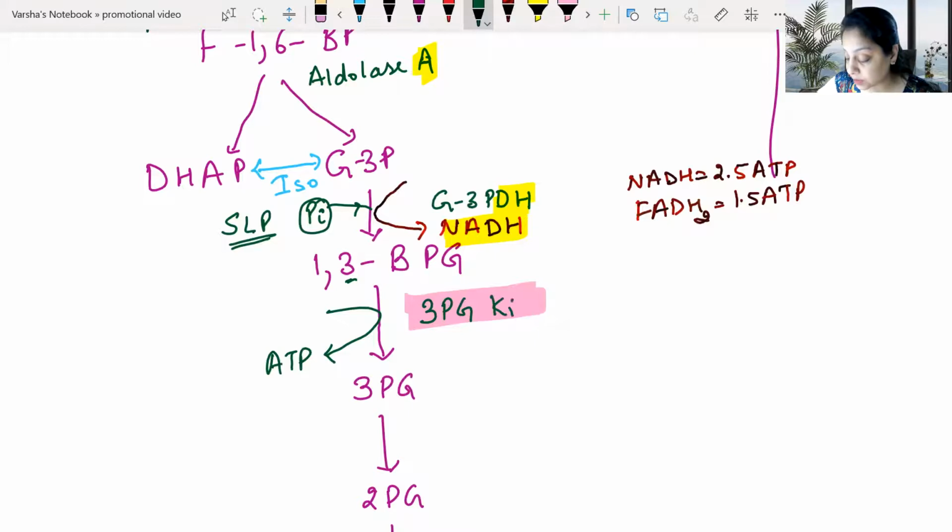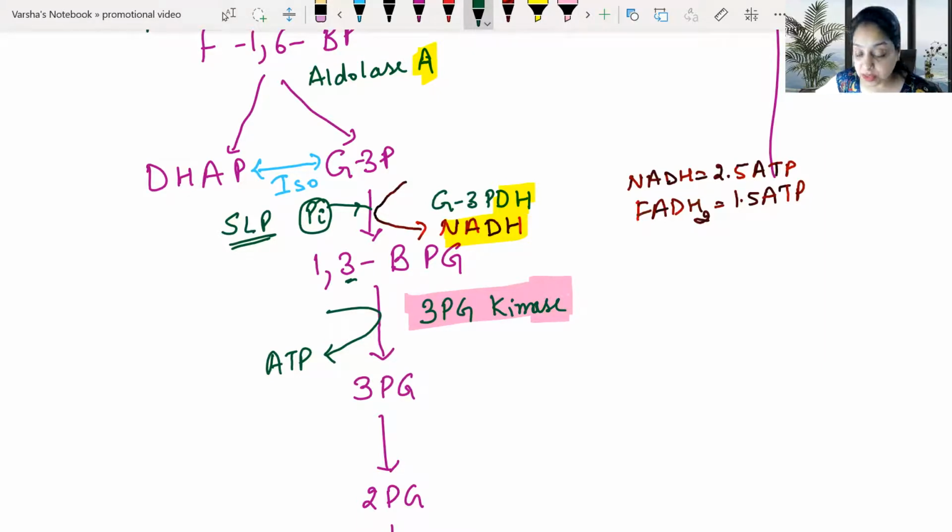The name of the enzyme is 3-PG kinase enzyme. So this is the exception which I was talking about. I don't think in your course you are going to see any other kinase doing removal, in which the phosphate is being removed. So remember this enzyme name, right?